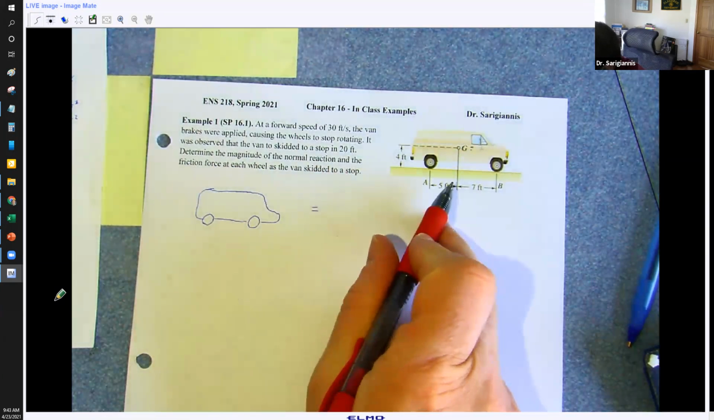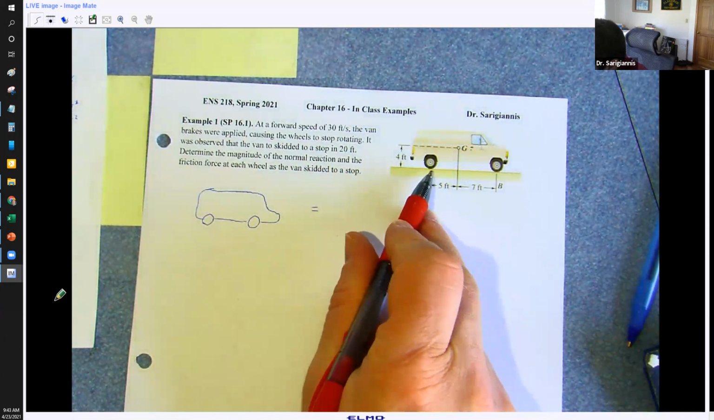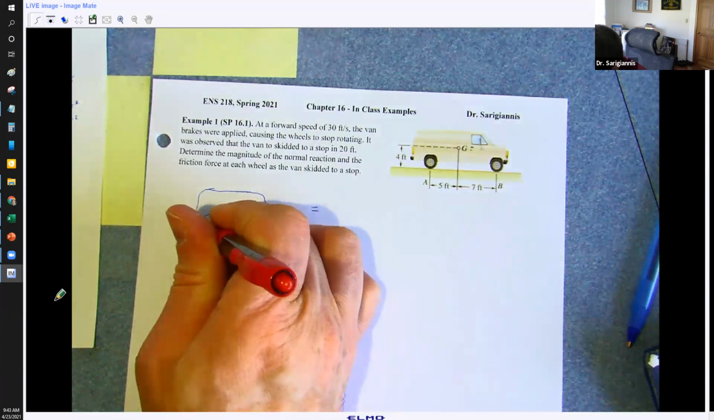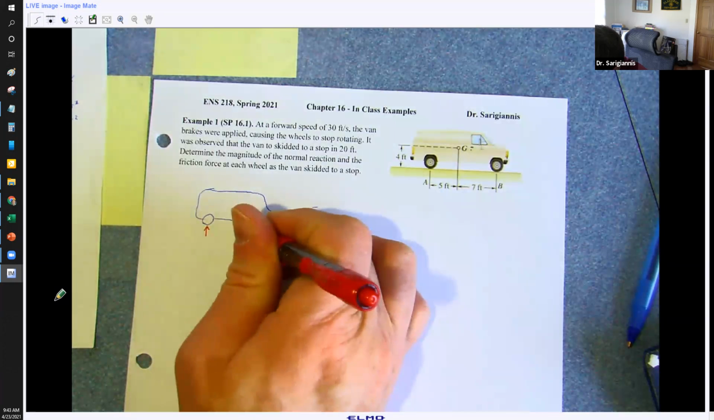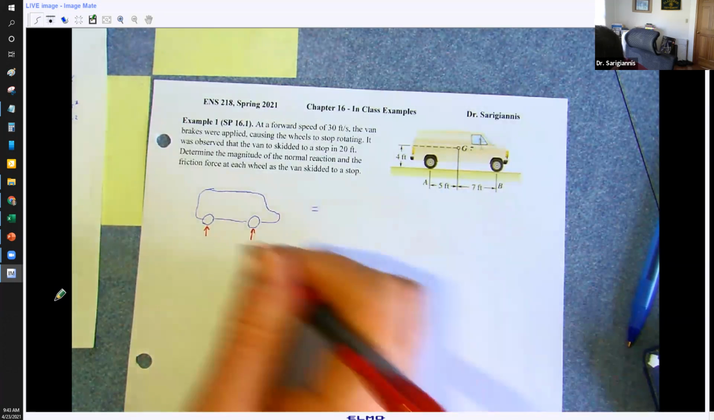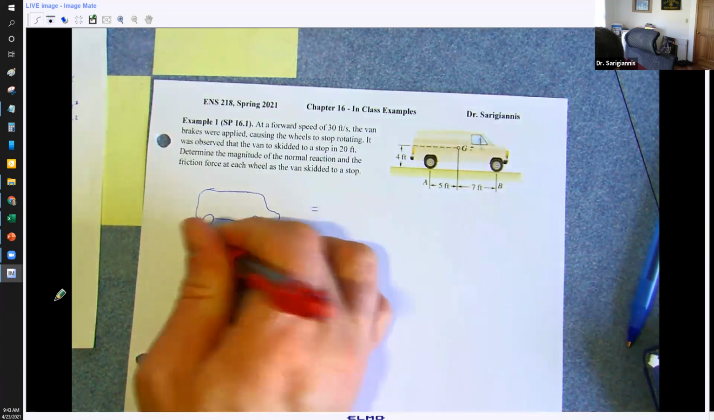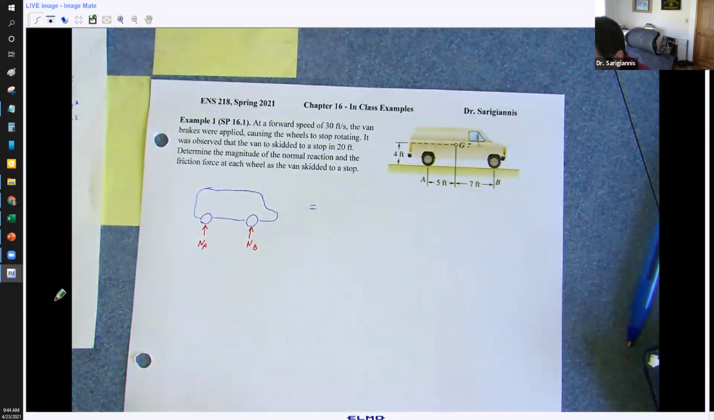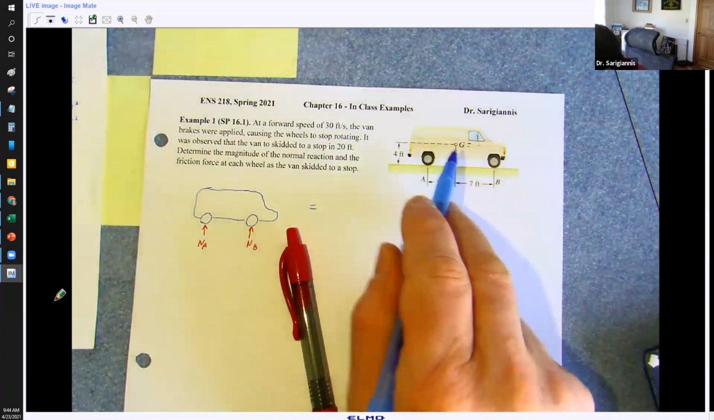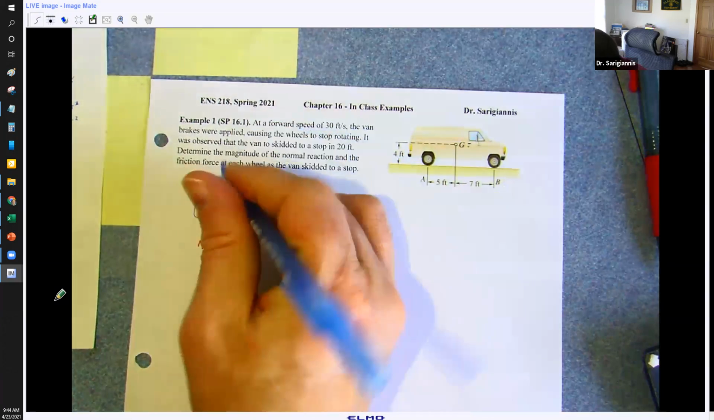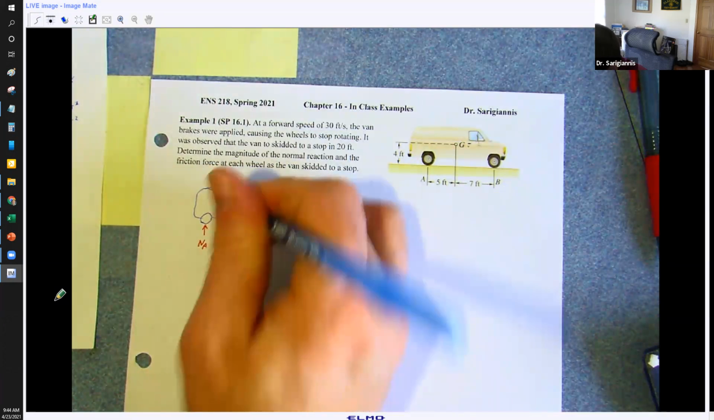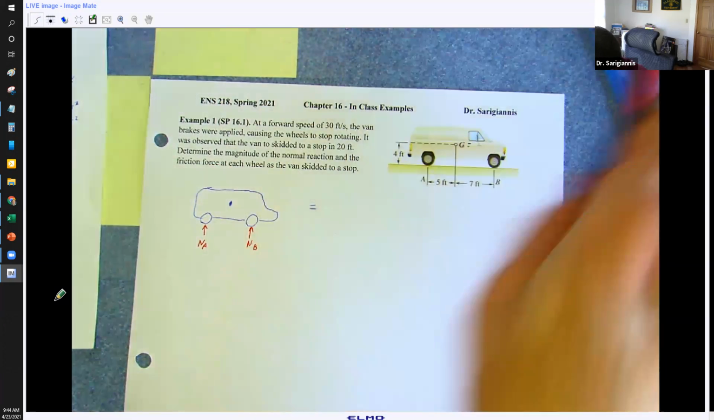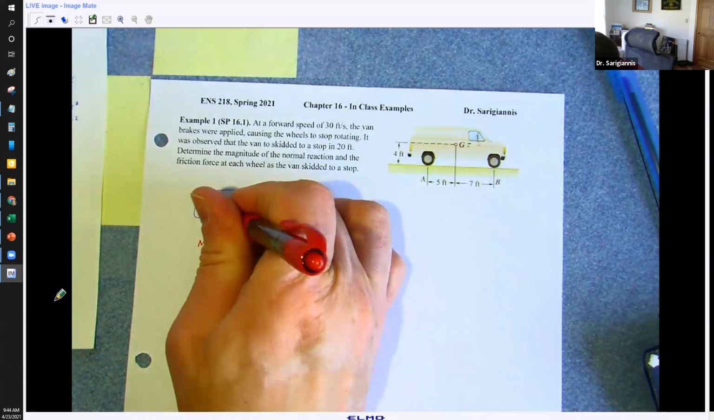Let me replace some of my forces here. So we're saying that our tires are basically locked up. We've got a normal force acting at each tire. Let's put NA and NB. The center of gravity is given, and we have dimensions for that as well. But let me just draw a W in here for the weight.